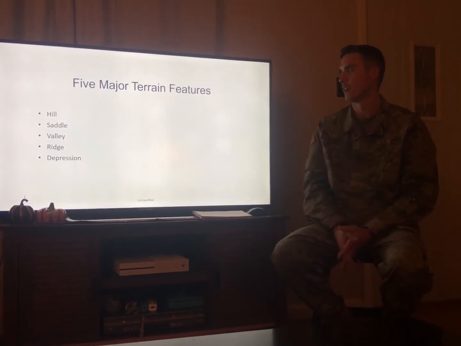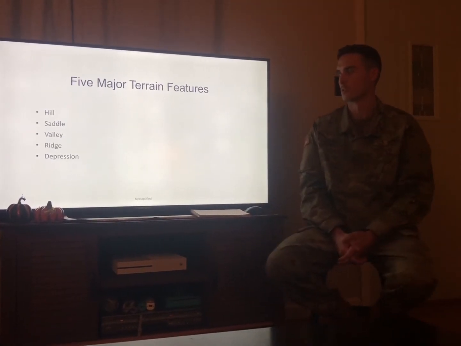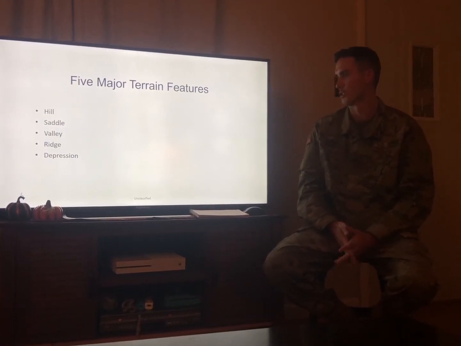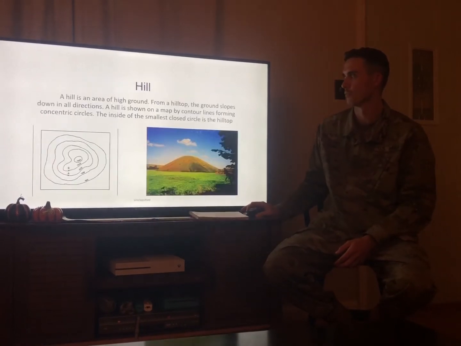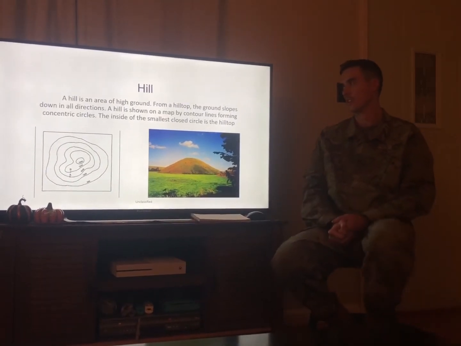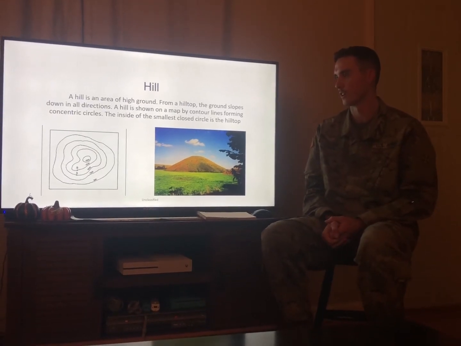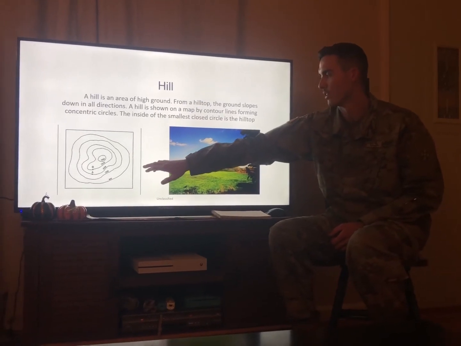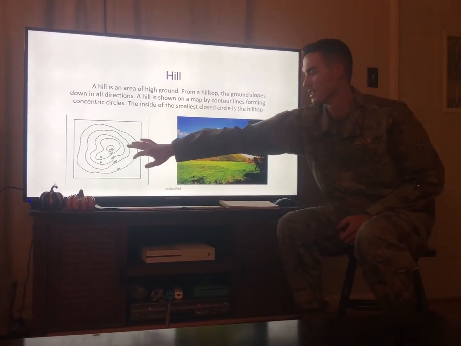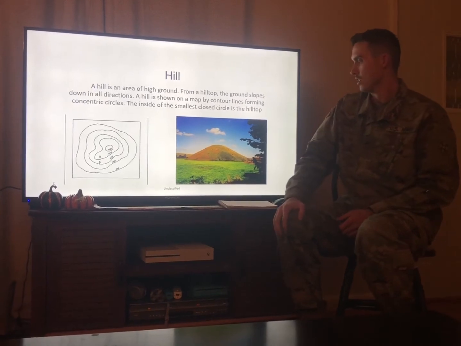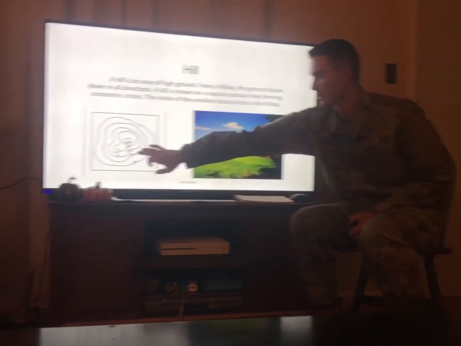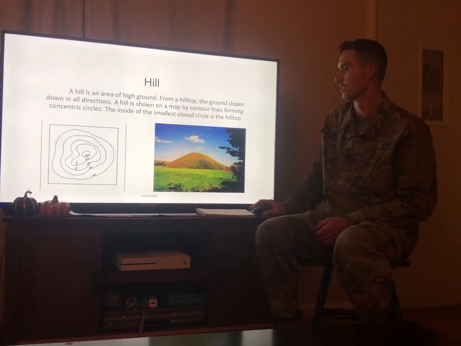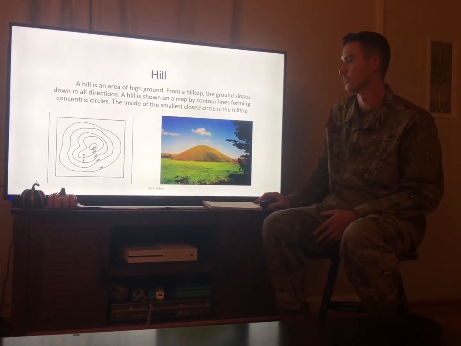The first 5 major terrain features are a hill, saddle, valley, ridge, and depression. A hill is identified as an area of high ground. You can tell by the contour lines on the map, the smallest one being the very top of the hill. You can see the elevation markings going up, and this is obviously a picture in real life of a hill.